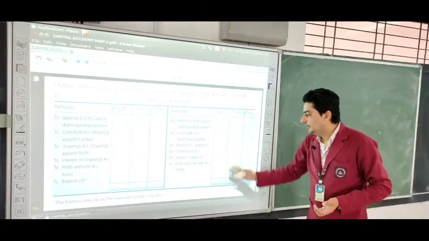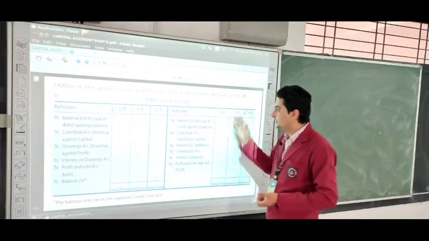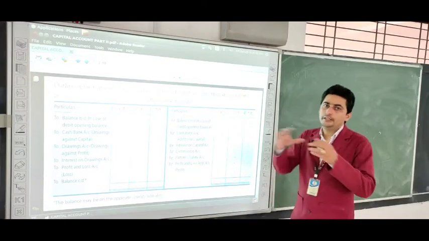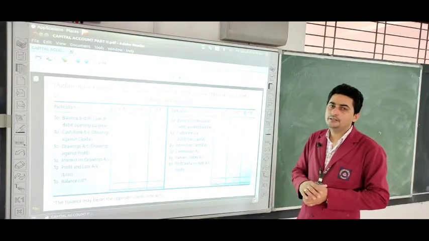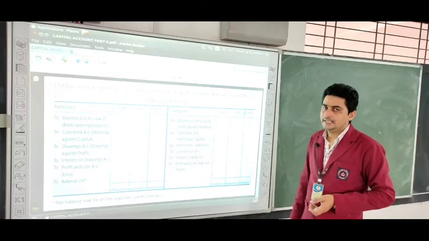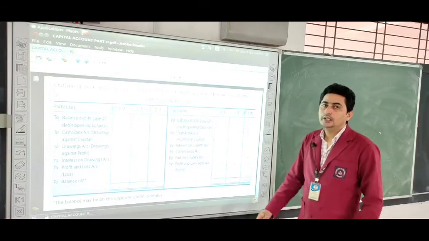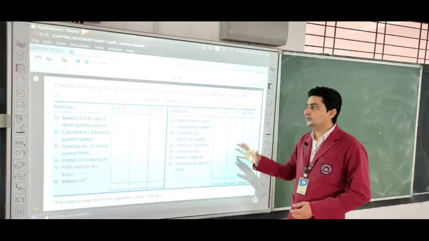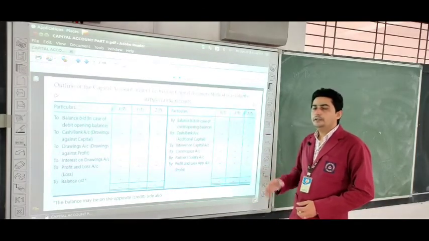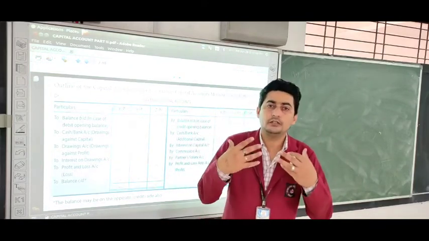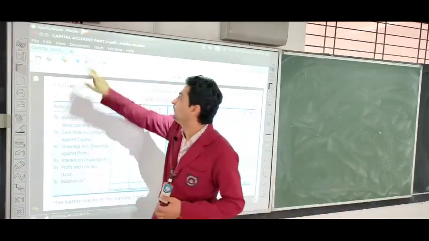We will add up X column, this side and this side, both the sides total we will have. We will deduct both the totals and we will write the balance where the total is less. Wherever the total is less, we will write the balance there. Okay students, so this was format of fluctuating capital account. Now let us solve one question so that we can understand this concept more clearly.